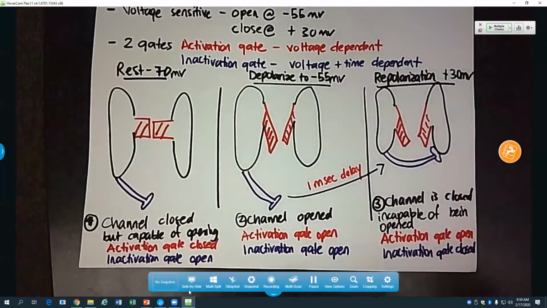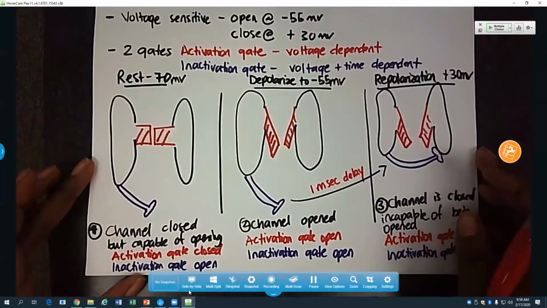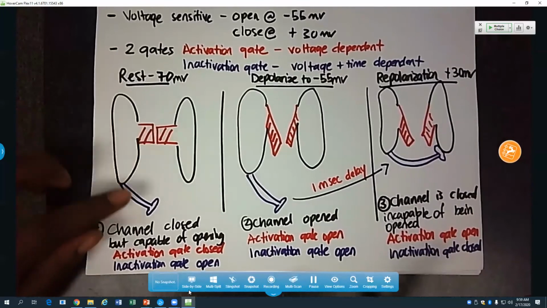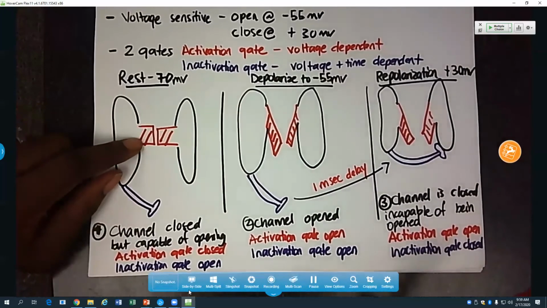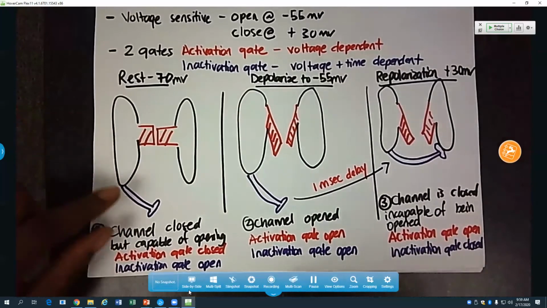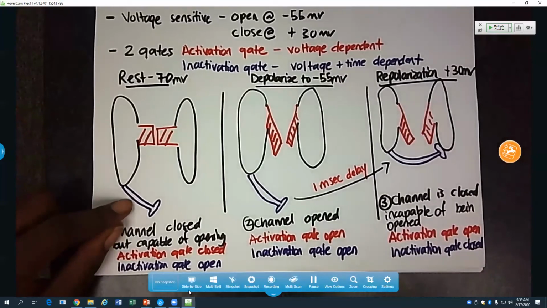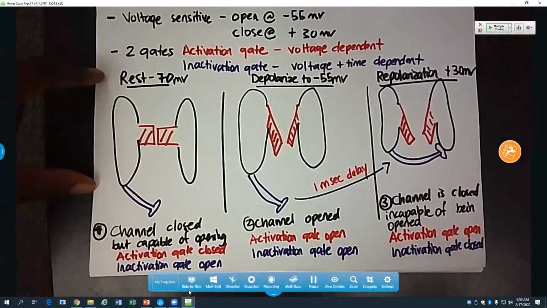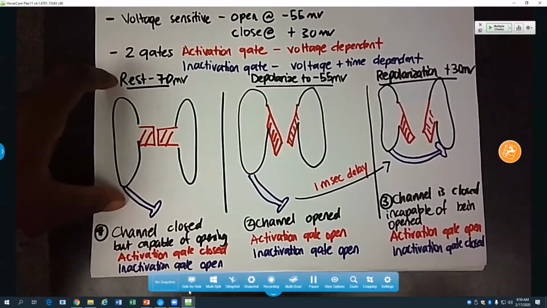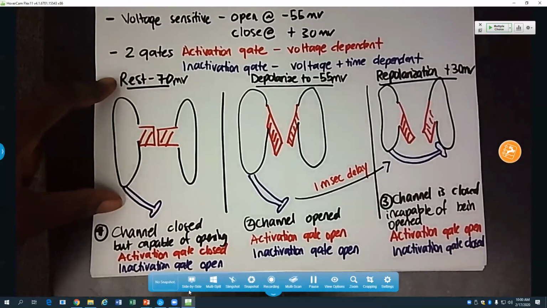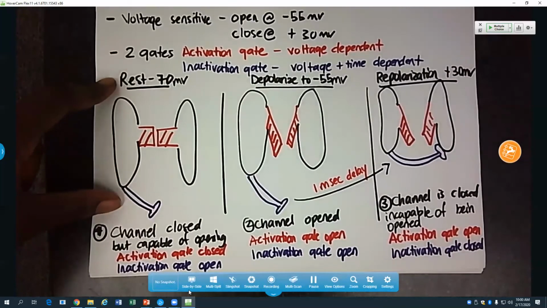Okay, so let's kind of go through this here and summarize one more time. So we had our two gates on this channel. There's an activation gate and an inactivation gate. The activation gate is voltage dependent only. The inactivation gate is both voltage and time dependent. So at rest, we start with this channel closed, but there's a possibility to open it if we get to threshold, right? So the inactivation gate is open, but the activation gate is closed.